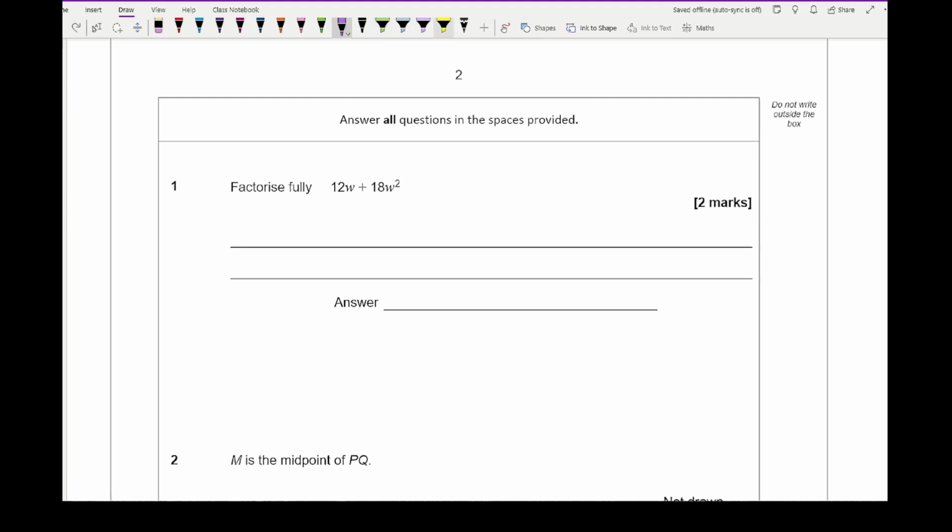So for this, what we need to do is look at the numbers, and we can see that there is a common factor of 12 and 18, which in this case is going to be 6. And then looking at the letters, both terms have got a w, so we take out the lowest power of w, which is w. Then all I need to do is see: what do I multiply 6w by to get 12w? That's going to be 2. And what do I need to multiply 6w by to get 18w squared? Well, that's going to be 3w. And there is our fully factorised expression.